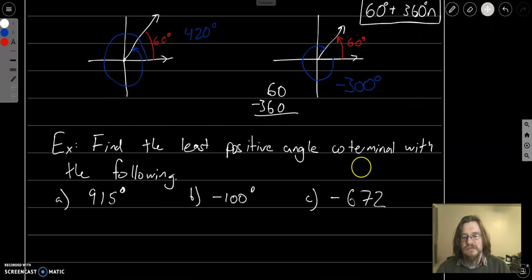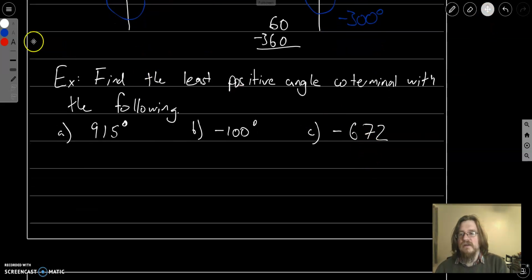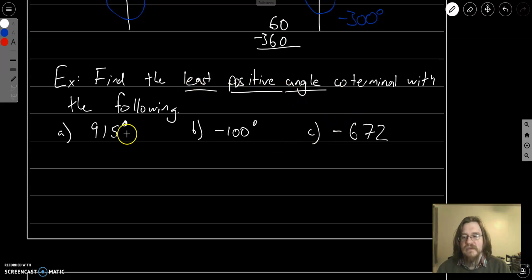or a negative multiple. So here, let's find the least positive angle coterminal with each of the following. So with 915, if I want to find a coterminal angle with this guy, I'm going to just be adding and subtracting 360 from it, and these will be the coterminal angles. But I want to find the least positive angle. So this is pretty big. So I want to find a smaller one.